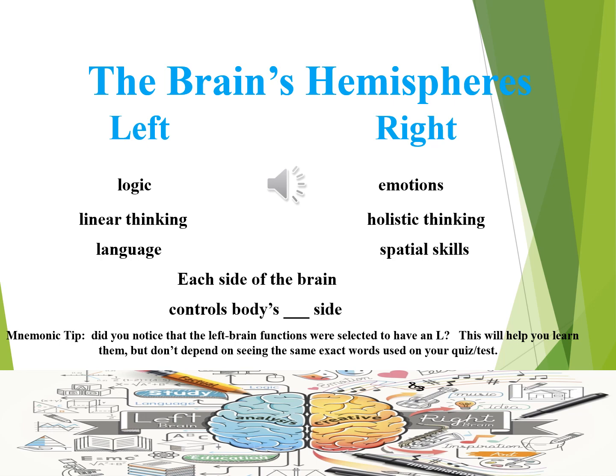Let's consider the right side. It is the emotional side, particularly the darker emotions. It's the Dr. McCoy side, if you don't mind the analogy. It is not a linear thinker. It is holistic. It likes the big picture. That's what holistic means. Spatial skills it likes too.